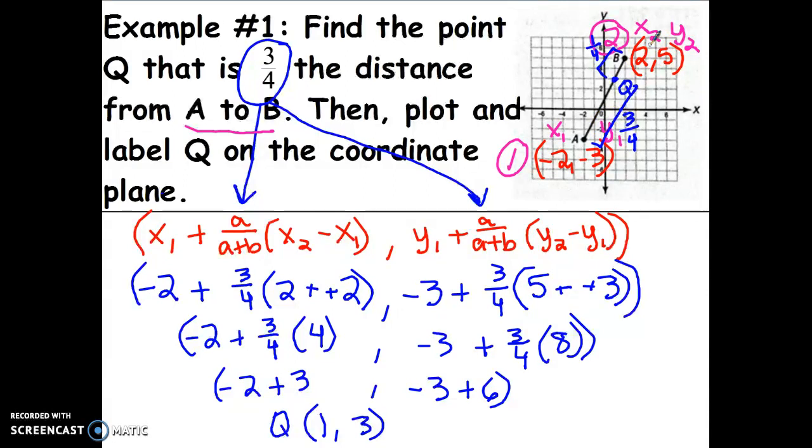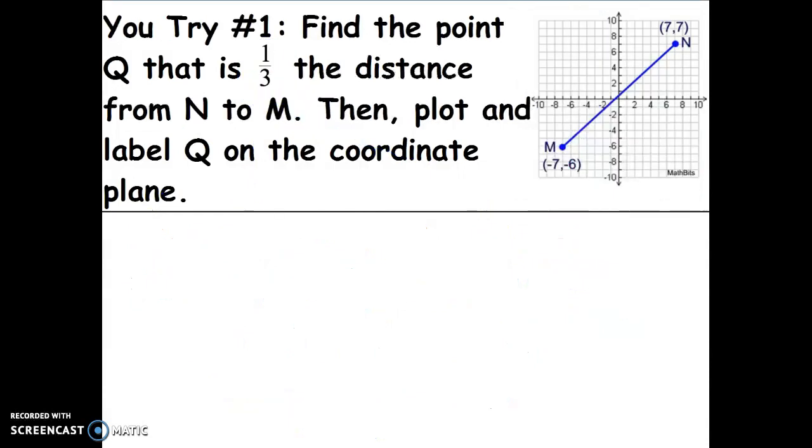Okay, so now you guys are going to try one on your own. You try number 1. So pause the video and let's take a minute and copy this down. And actually, you guys are going to try this by yourself. So do not press play on this video until everyone has had the opportunity to try this on their own. Okay?